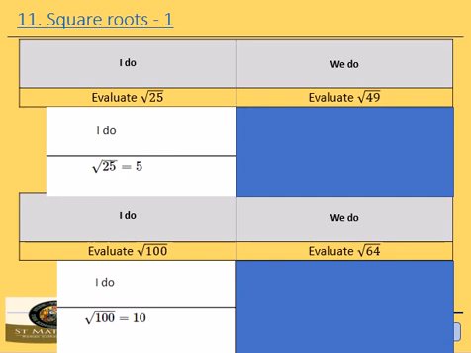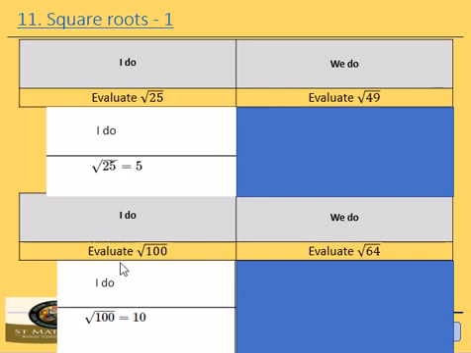So what is the square root? Well, it's saying evaluate square root of 25. The square root of 25 is asking us what number do we square, or what number do we times by itself to get 25 as an answer? And the answer to that is 5, because 5 squared, or 5 times 5, equals 25. Therefore, the square root of 25 is 5. We're essentially working square numbers backwards.